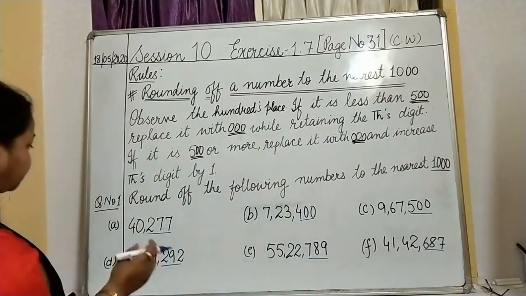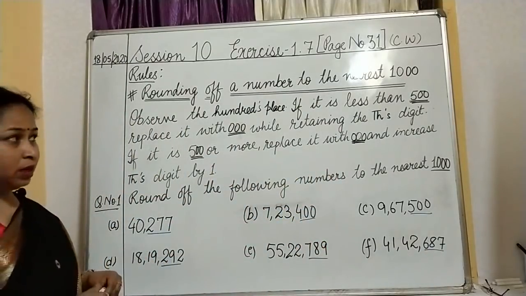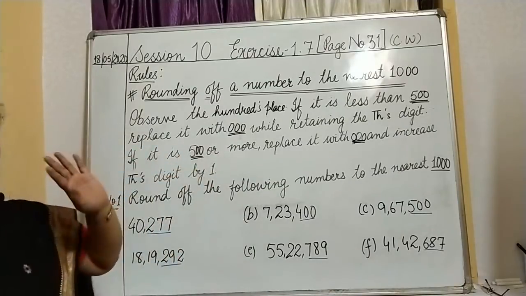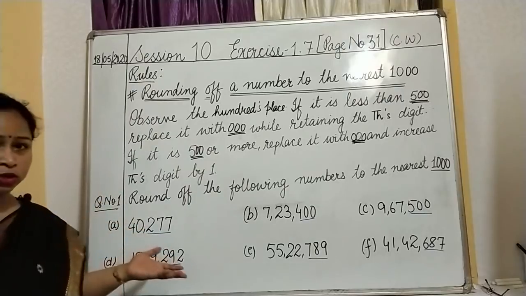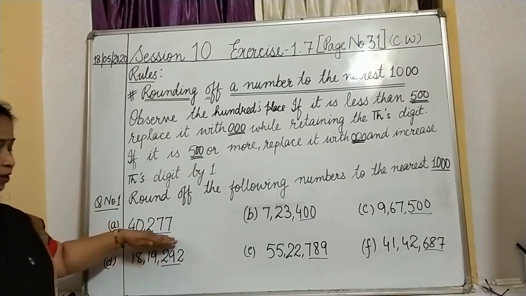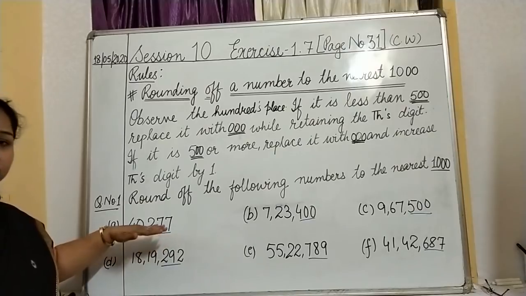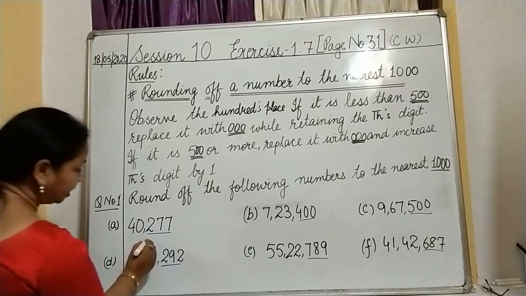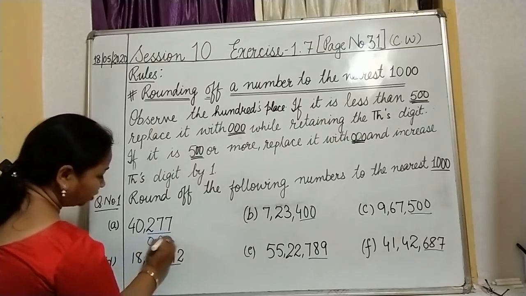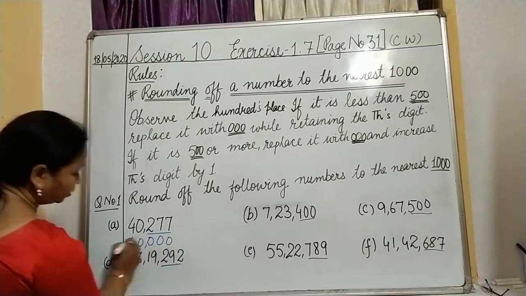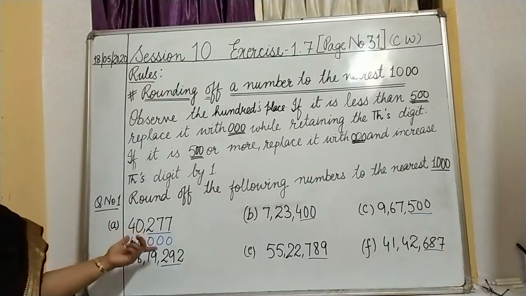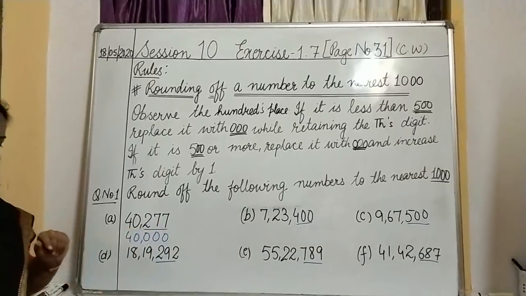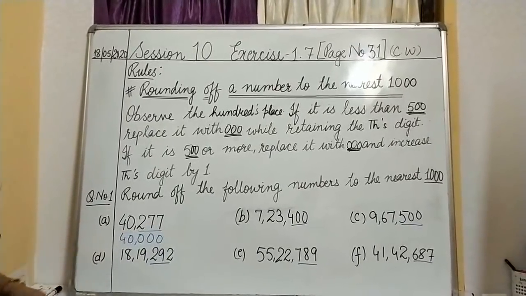Okay, done. Now it is easy, since you have done question number 1 and 2. If it is less than 500, which are the questions which are less than 500? 277, the first one itself. So if it is less than 500, what do we have to do? We will simply write 000 over here, and the left out digit will be 40,000. The answer changes from 40,277 to 40,000, isn't it?